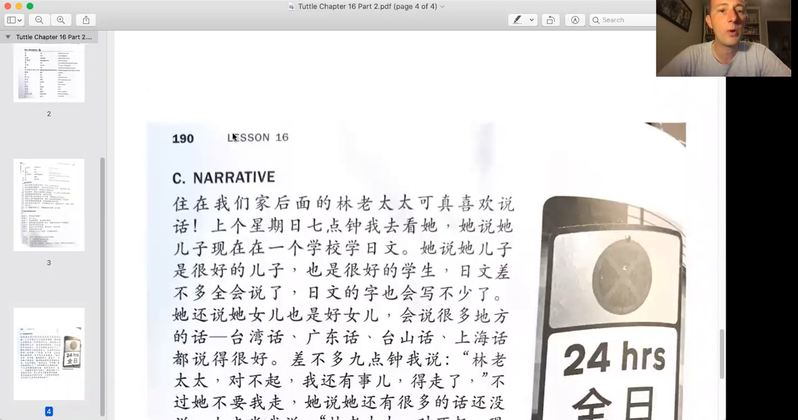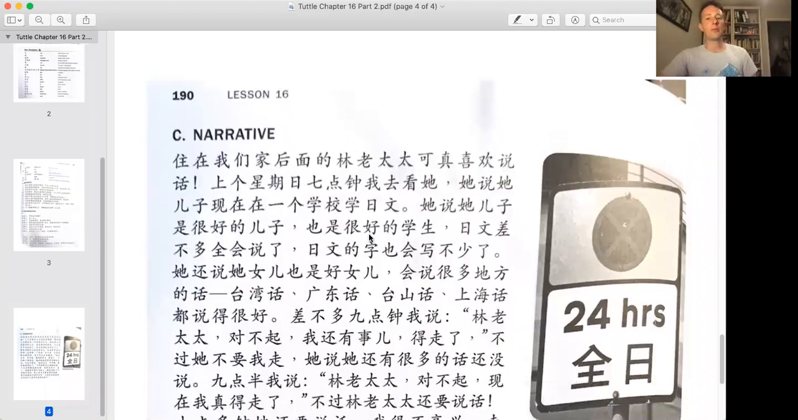So it's from page 190, lesson 16. There are 24 lessons altogether, so this is toward the end of the book. We'll just read it really slowly and create a mini glossary of words that your average upper elementary student might not know. So we'll go from here.